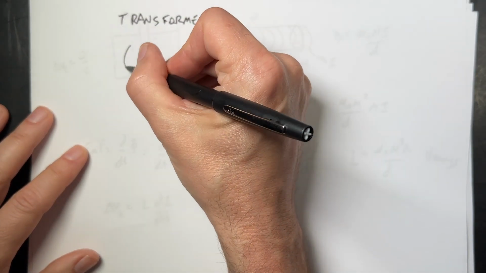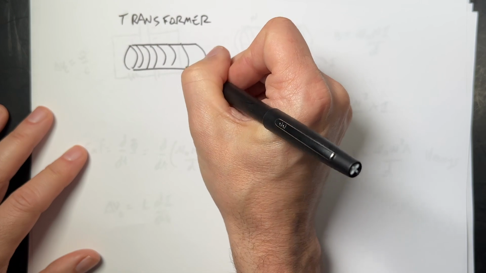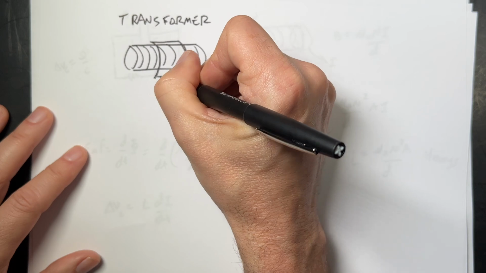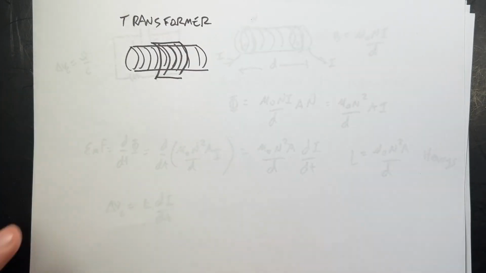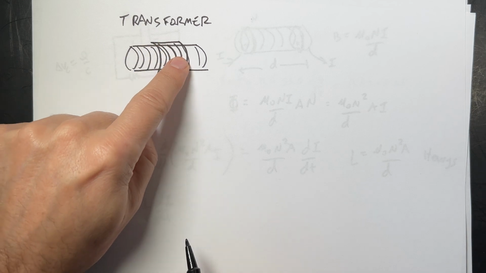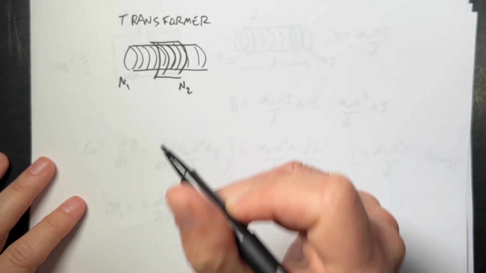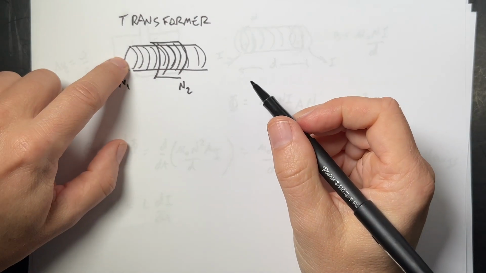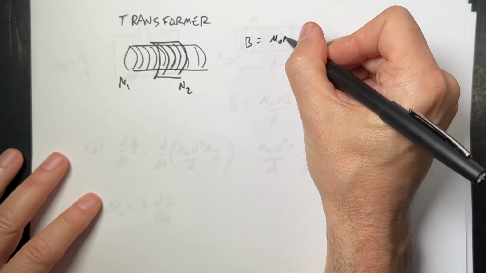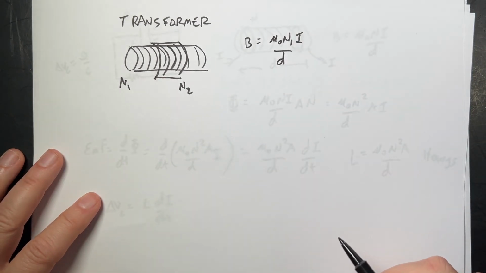So imagine that I have a loop, a cylinder, and then I put another cylinder over that, like that. So this cylinder is going to make a magnetic field that's going to produce a flux right there. So let's say that one has N1 turns and that one has N2 turns. So the magnetic field in this inner loop, B is mu naught N1 I over D. That's the magnetic field due to a solenoid.